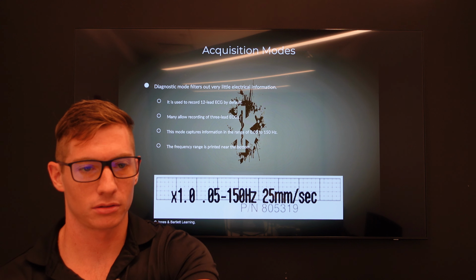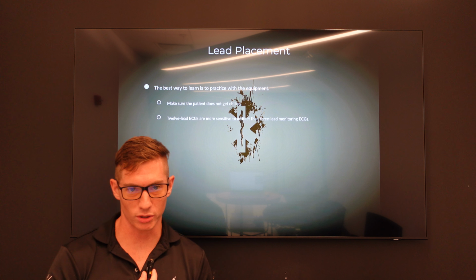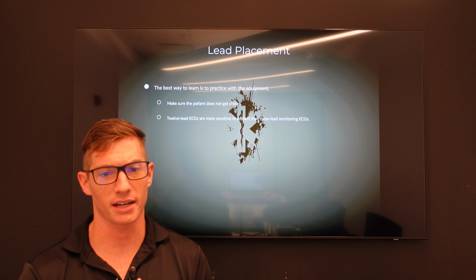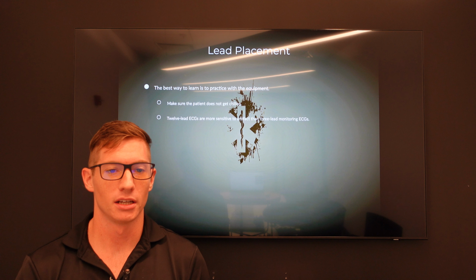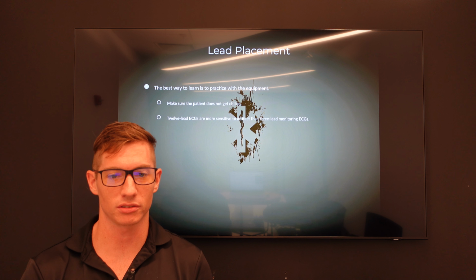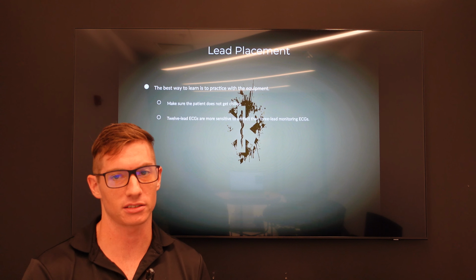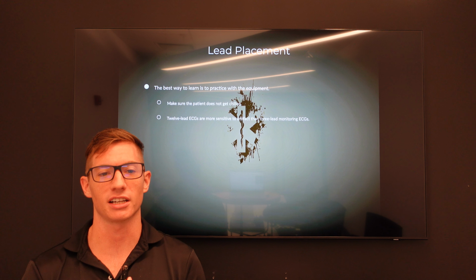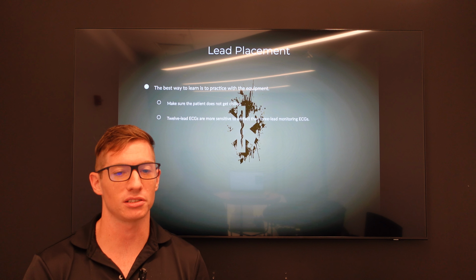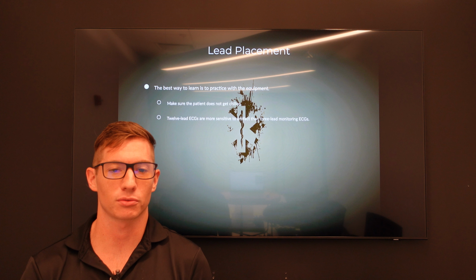Lead placement. The best way to learn how to record a 12-lead ECG is to practice with equipment. When positioning the electrodes, make sure that the patient does not get chilled, as shivering will cause artifact. Any movement, tell them not to talk, tell them to just sit there and relax. 12-lead ECGs are more sensitive to artifact than 3-lead monitoring.